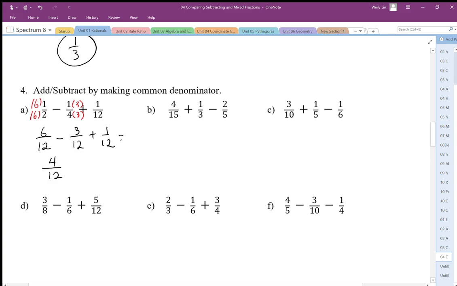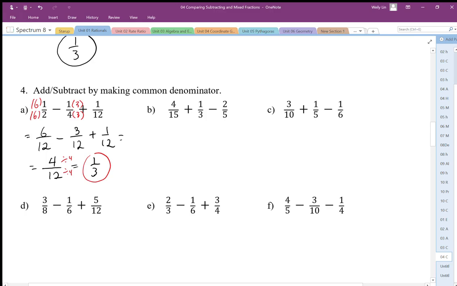Okay, so that can be simplified. They share a common factor of 4. So I can do a divide 4 to get my final answer of 1/3.